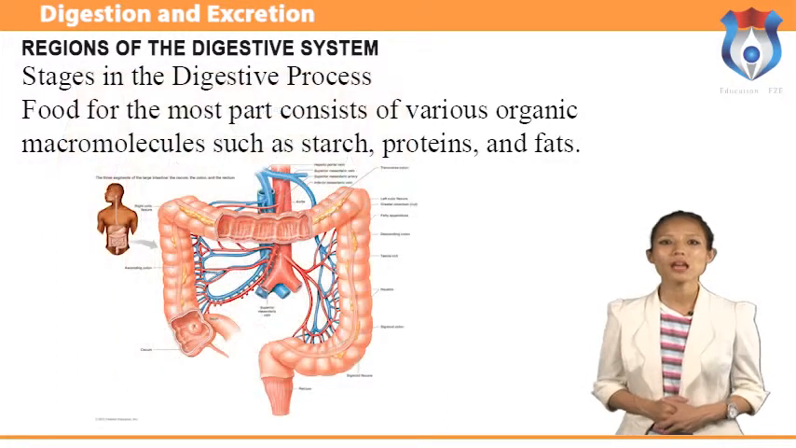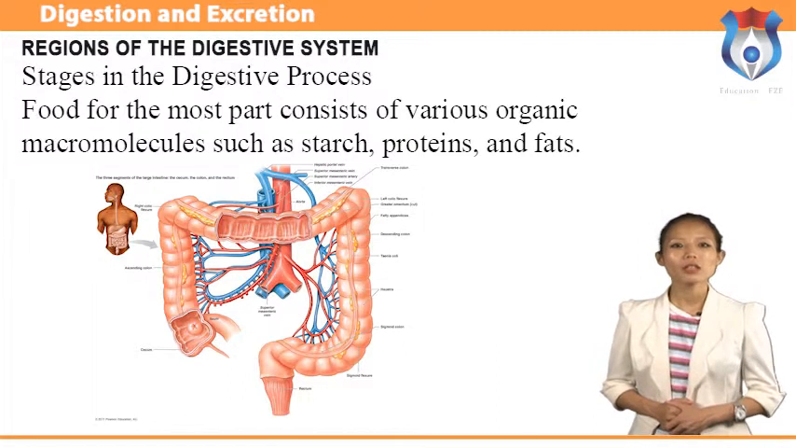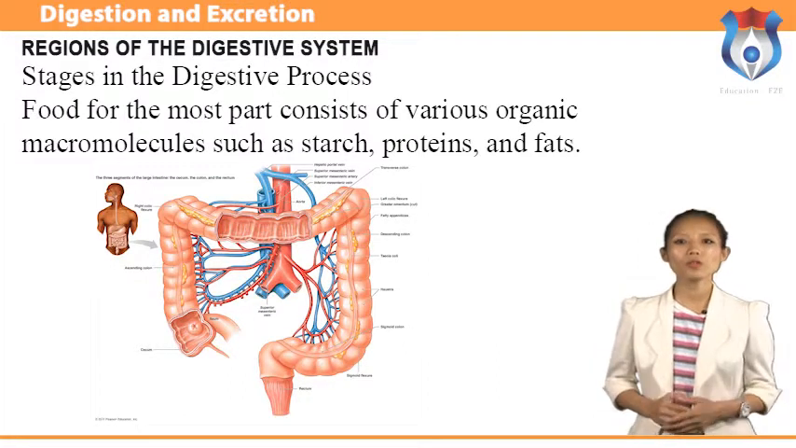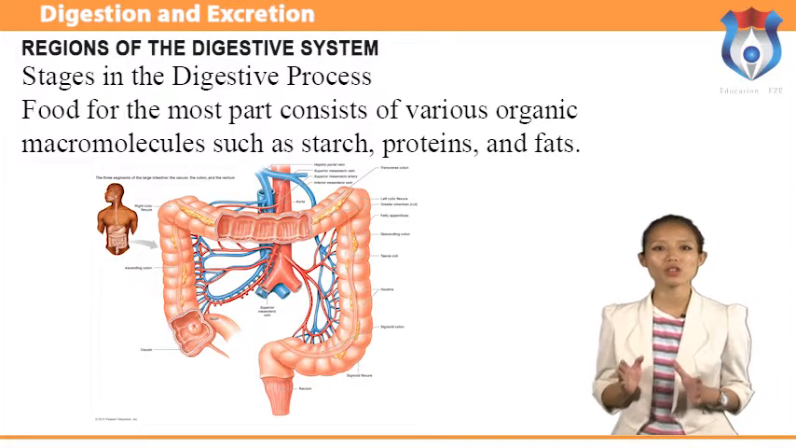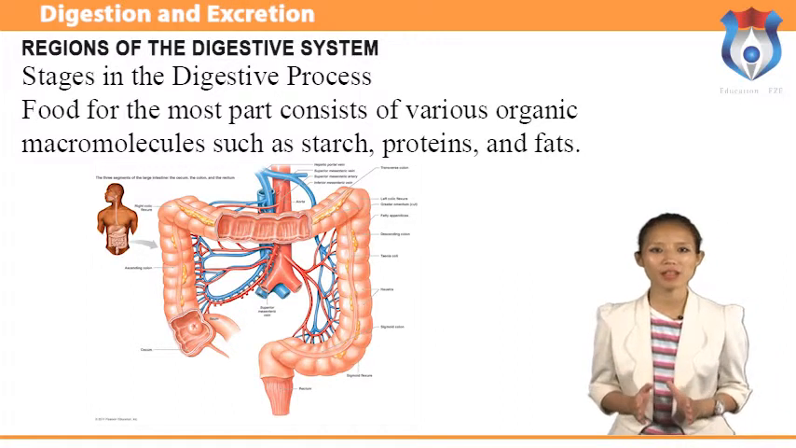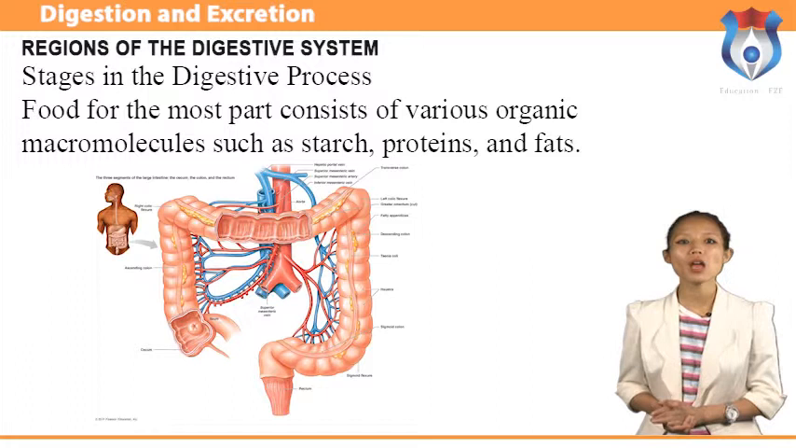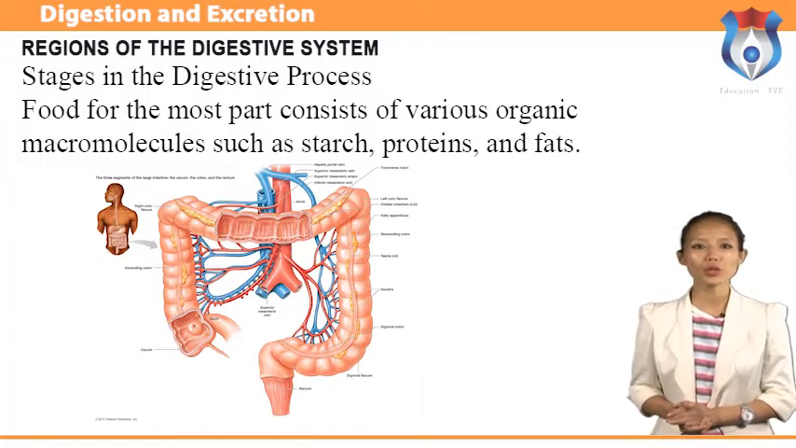Large intestine. The mammalian large intestine consists of the cecum and the colon. Food for the most part consists of various organic macromolecules such as starch, proteins and fats. These molecules are polymers made of individual monomer units.